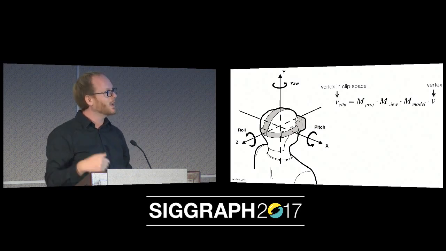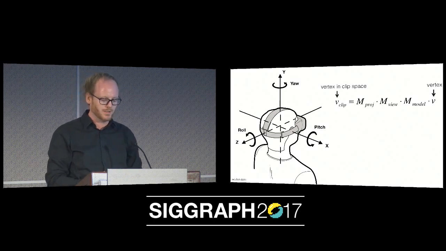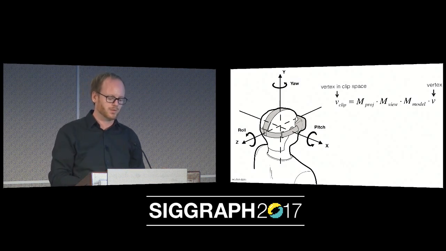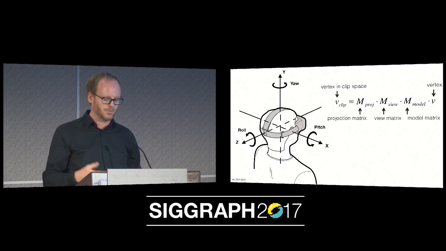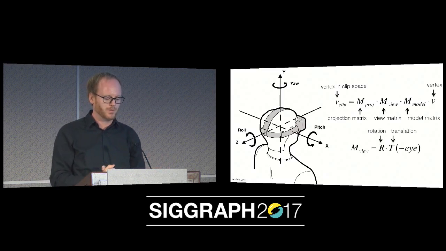so we looked at how mathematically we can describe that using the graphics pipeline. Robert explained how a vertex in its own local coordinate system can be transformed into the world using the model matrix, then into view space using the view matrix, and then finally the projection matrix. So that's the model matrix, view matrix, projection matrix, and at the end we're in clip space. The view matrix can be further decomposed into a rotational part and a translational part.